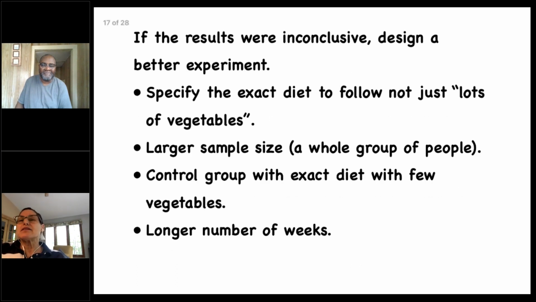Now, let's say I didn't lose any weight, or I just didn't trust that that was a great experiment. So I want to design a better experiment. So you remember at the beginning, you do an experiment, you draw a conclusion, you go back to the beginning, and you can start the cycle of the scientific method again. Okay. So this time, I am going to specify the exact diet I'm going to follow, not just lots of vegetables. Okay.